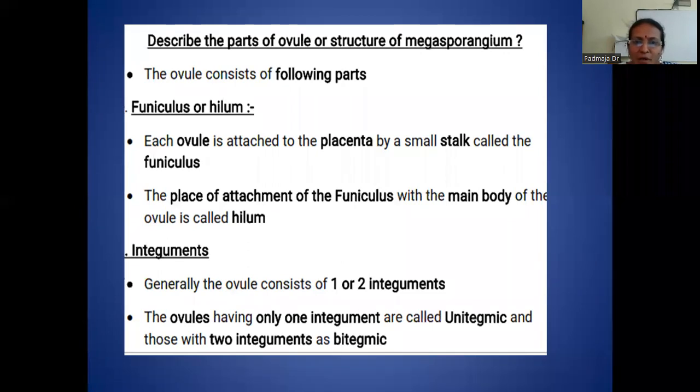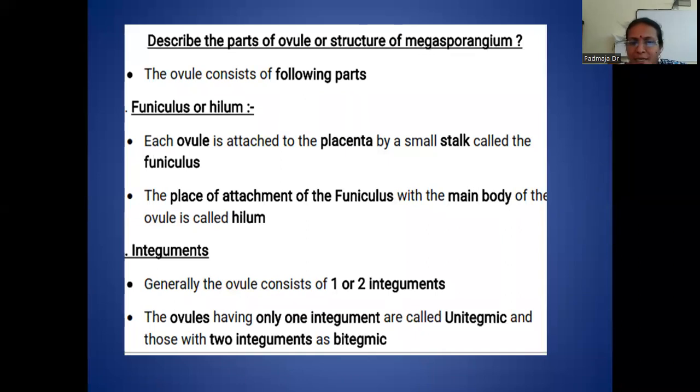The stalk of the ovule is known as the funicle, and each ovule is attached to the placenta by a small stalk. That means every structure has a stalk. The stalk of this ovule is known as the funicle. And the place of attachment of the funicle with the main body of the ovule is called the hilum. And each ovule consists of integuments. There may be one integument or two covering the ovule.